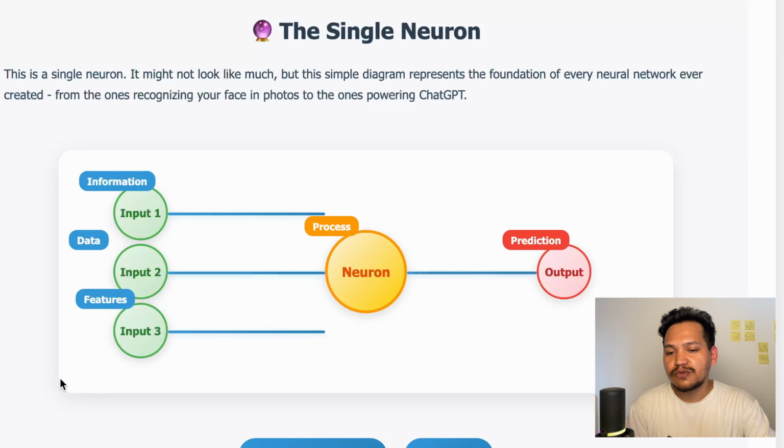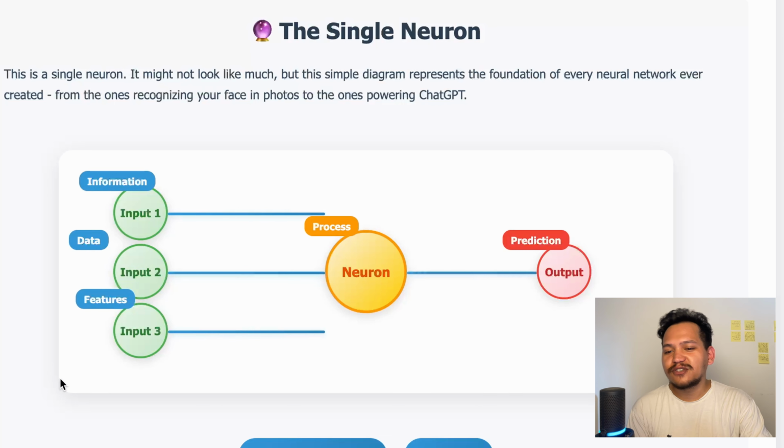Let me walk you through what we are seeing. On the left, we have inputs. Think of this as pieces of information we want to analyze. In the middle, we have our neuron. The circle represents our processing unit. It's like a tiny decision maker. On the right, we have our output, our answers or predictions.